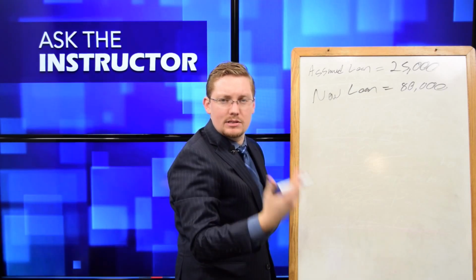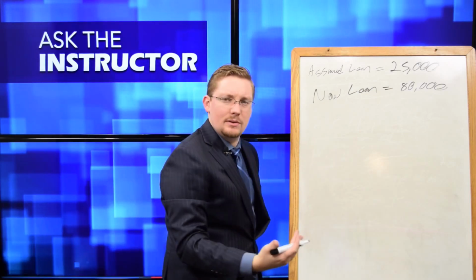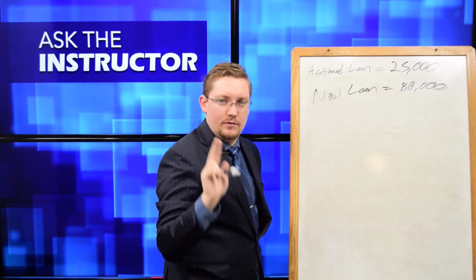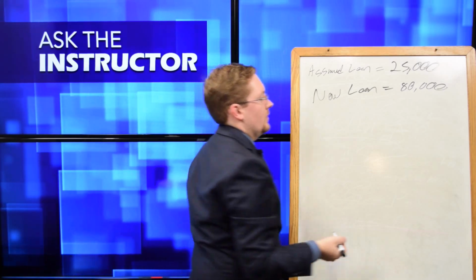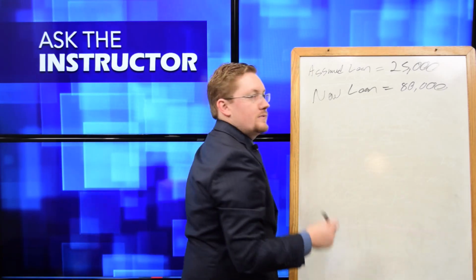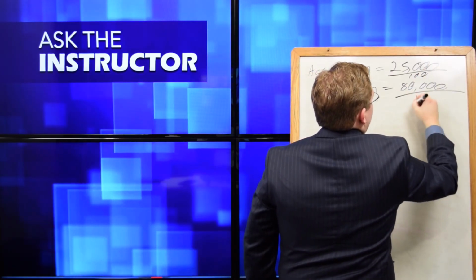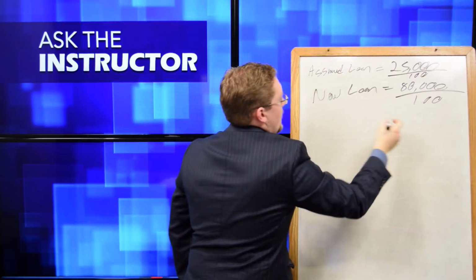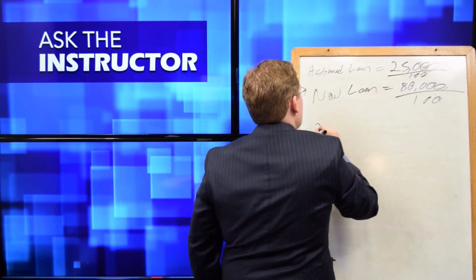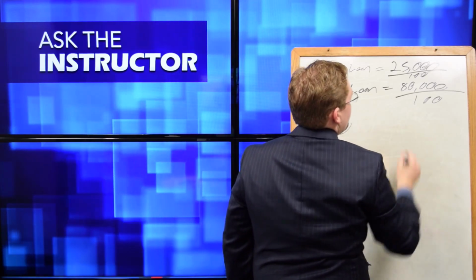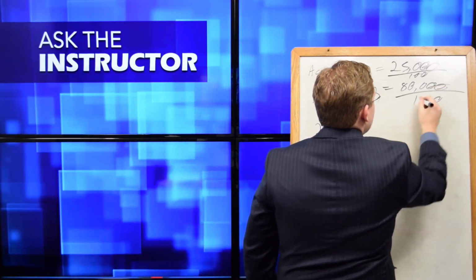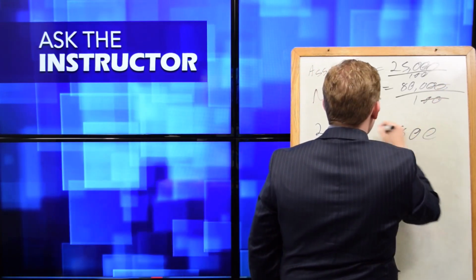You play with them enough, you'll start to get it when you can combine them together and when you can't, but it works 100% of the time. If you do it twice, it just takes a little bit extra work. So what we're going to do is figure out how many stamps are needed for both of these here. We're going to divide our top one by 100, divide our 80,000 by 100, and that's going to end up giving us 250 stamps for the assumed loan and 800 stamps for the new loan.